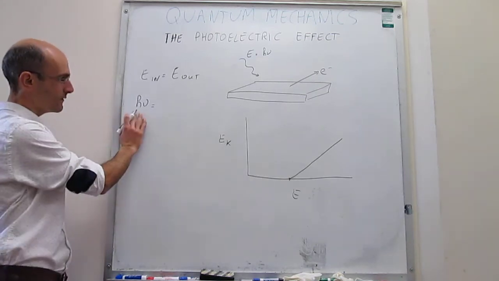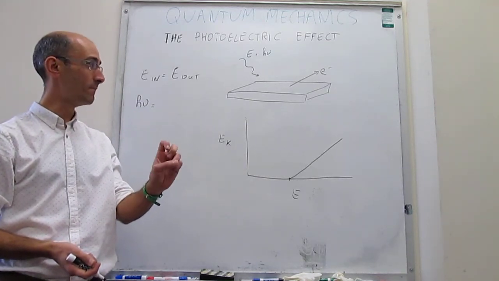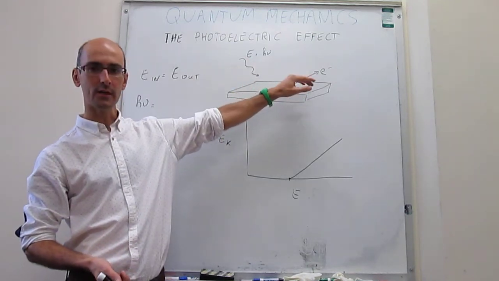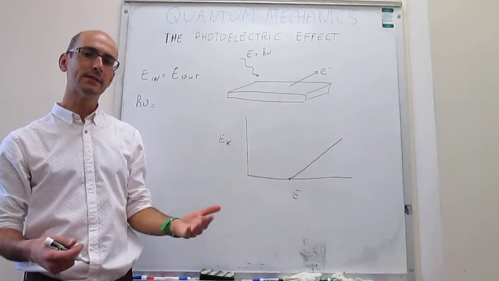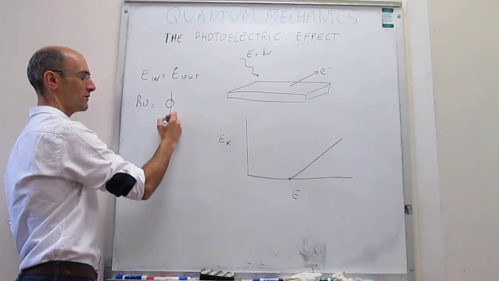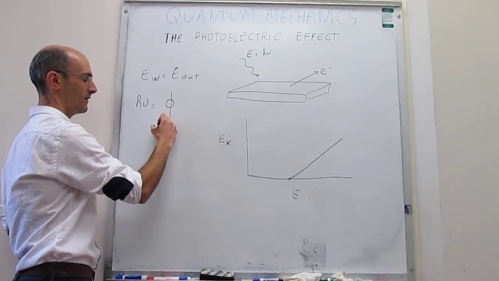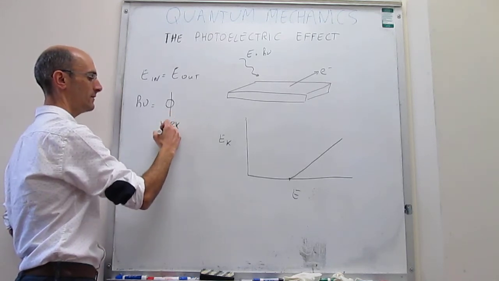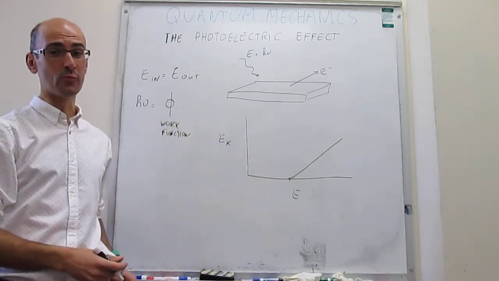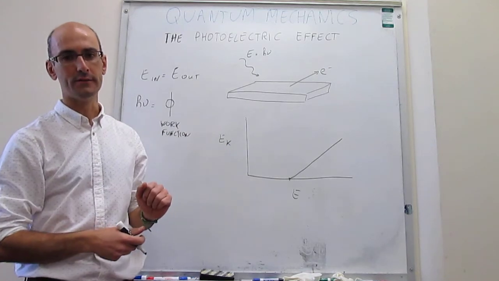That energy of the photon is invested in 2 different cases. The first thing you have to do is to actually break off the attraction of the electron with the metal surface, and that's something that depends on the metal. That's something that we call the work function of the metal, and we denote it with the Greek letter phi. Again, this is simply the amount of energy that it takes to break the electrostatic attraction of that electron with the nuclei of that metal surface.